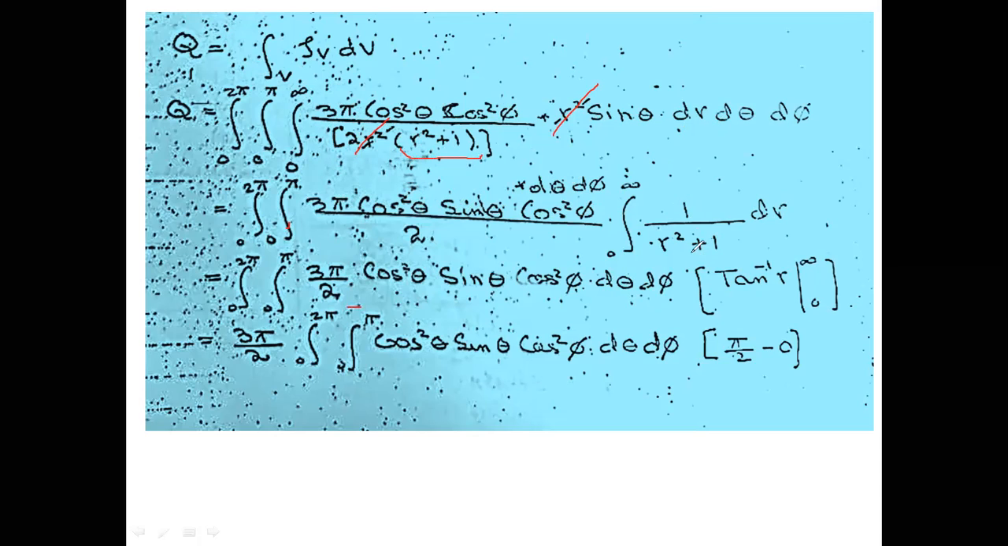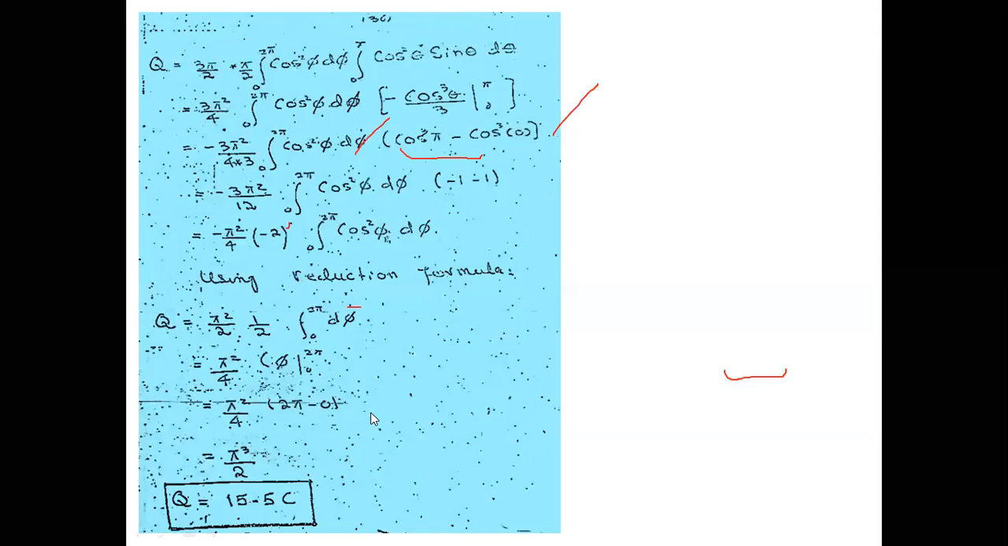Now again, you should be sound with the trigonometric formulas and integrals. The integration of 1 over x square plus 1 is equal to tangent inverse x. So now we have 1 over r square plus 1, tangent inverse r from 0 to infinity. Replacing these values, we will get this. Now solve for theta. These are the values which we get from the r integration. Now phi and theta.